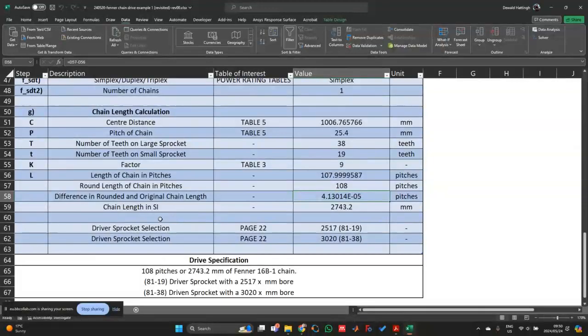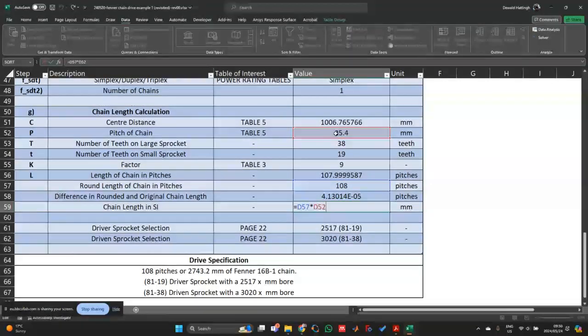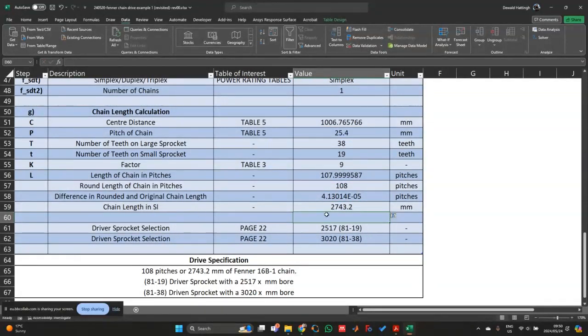Okay, and then lastly, I think we just brushed over this chain length in SI units. All that you have to do over here is, you'll see I take the chain length in pitches and I multiply that by this D52. D52 is the pitch of the chain in millimeters. If I hit enter, then I can see my chain length in SI units is actually this 2.74 meters that I have over here.